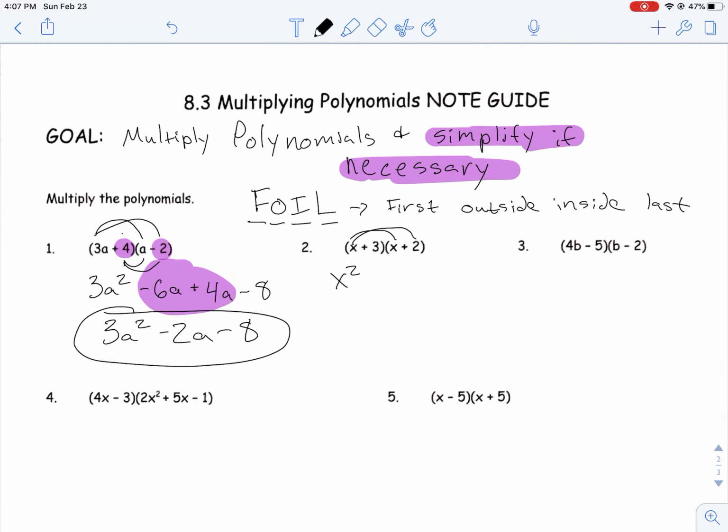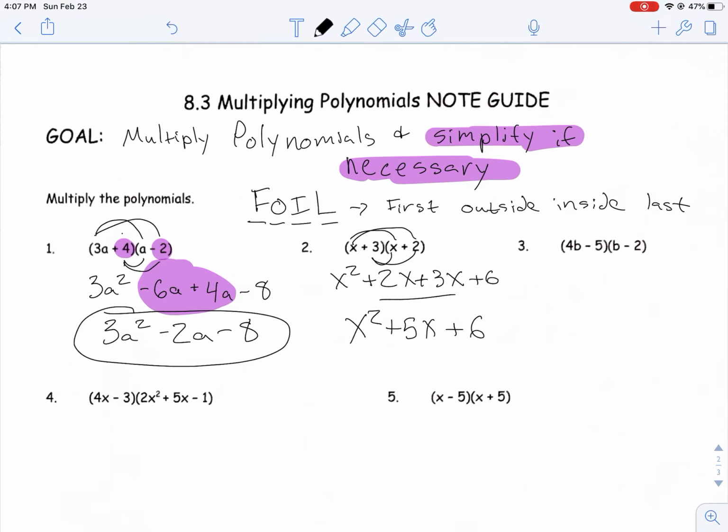Outside terms. 2 times x, well, that's just 2x. Inside terms. That's a 3x. And last terms, 3 times 2 is 6. We can again simplify a little bit because those can come together. So x squared plus 5x plus 6 is my final answer, because 2x plus 3x equals 5x.